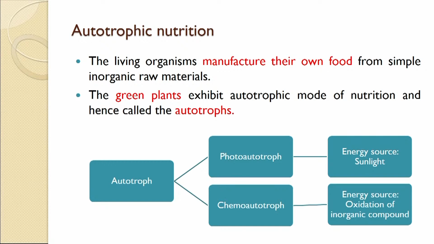Based on the energy source, the autotrophs can be classified further into photoautotroph as well as chemoautotroph. In case of photoautotroph, the energy source of the living organism is sunlight, while in case of chemoautotroph, the energy source is oxidation of inorganic compound.